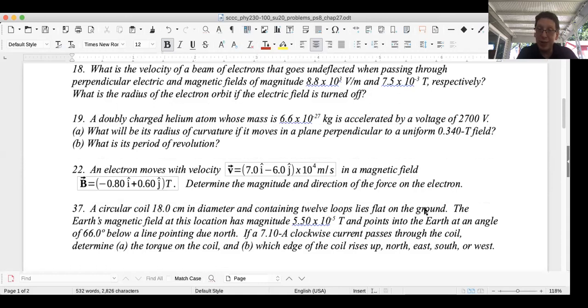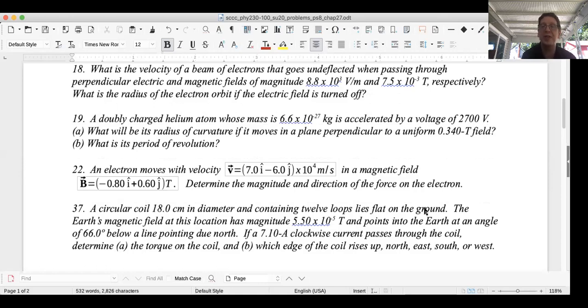Keep in mind the Q is negative because it's an electron. And that brings us to the last recitation problem, which is number 37. A circular coil 18.0 centimeters in diameter and containing 12 loops lies flat on the ground. The Earth's magnetic field at this location has a magnitude 5.50 times 10 to the negative 5 Tesla and points into the Earth at an angle of 66.0 degrees below a line pointing due north.